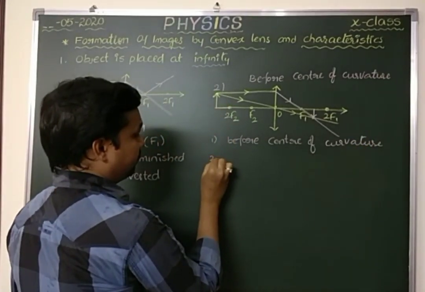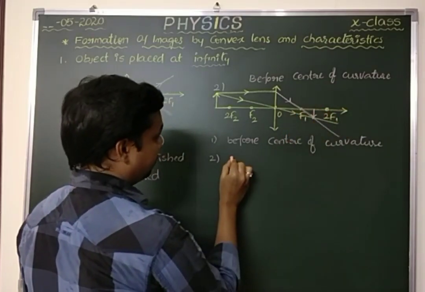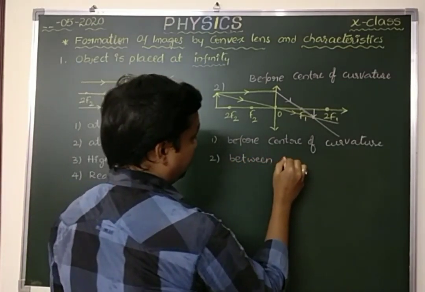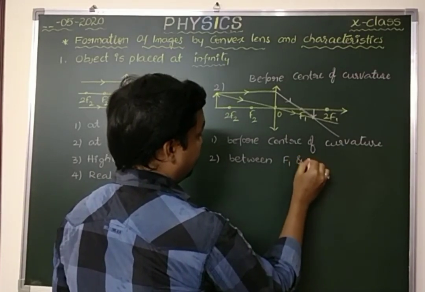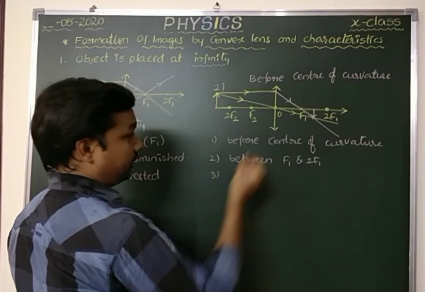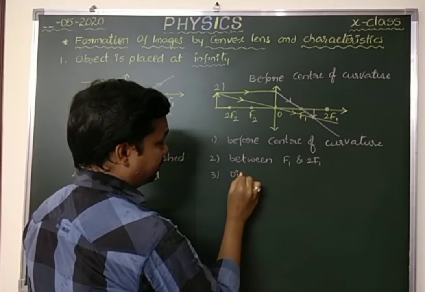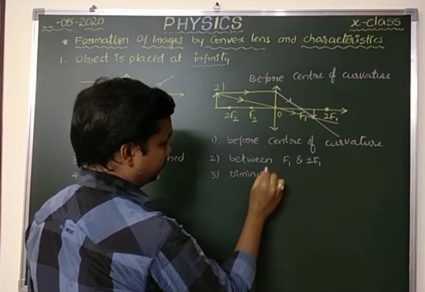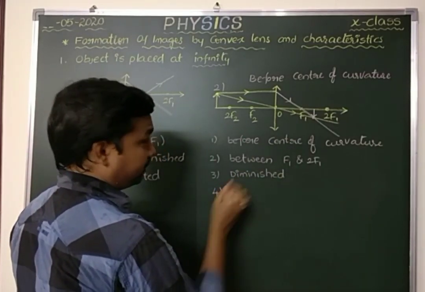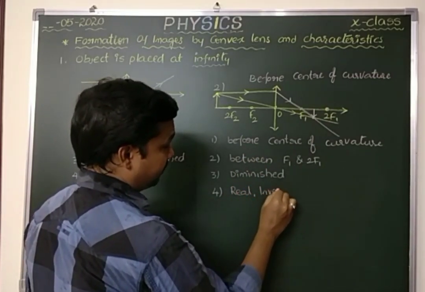Image is formed between focus and center of curvature, between F1 and 2F1. What is the size? Size of the image is less, so we are taking it as diminished. A diminished image is formed in this case. What is the nature? Already we got real and inverted.